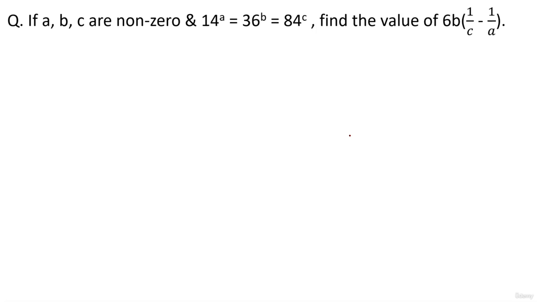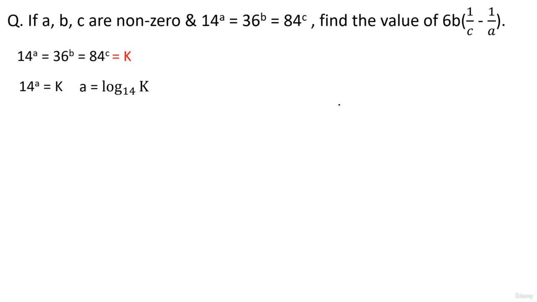So what we can do is, 14 raised to A is 36 raised to B is 84 raised to C. This whole thing we have taken as K. Suppose we equate it to K. Now let's take the first part: 14 raised to A is equal to K.